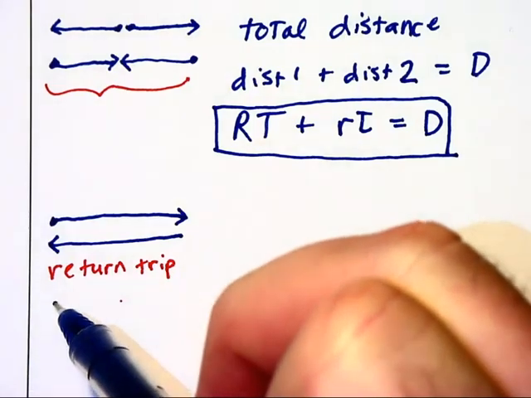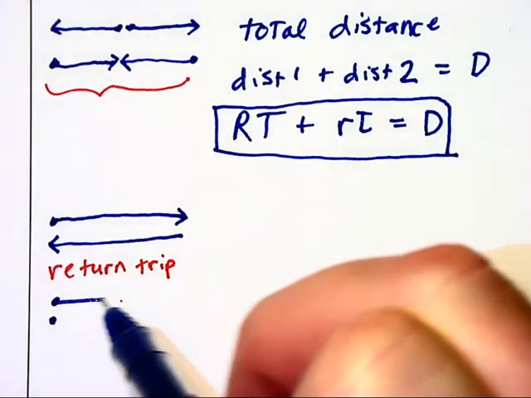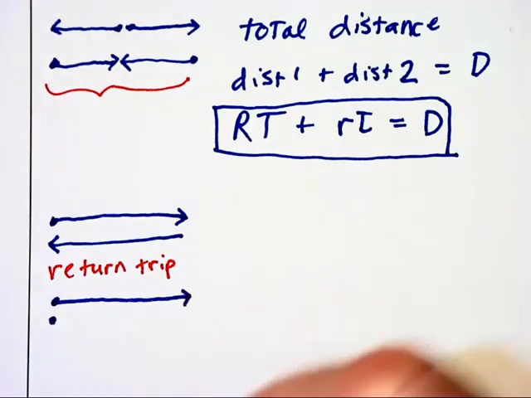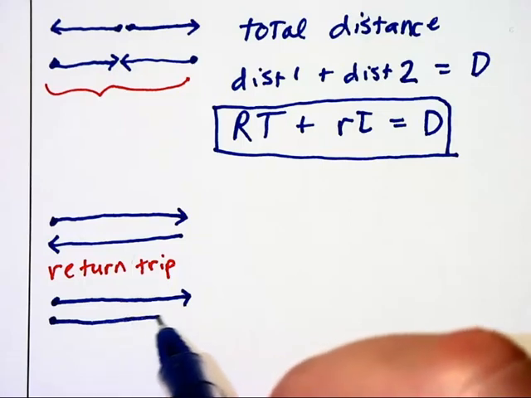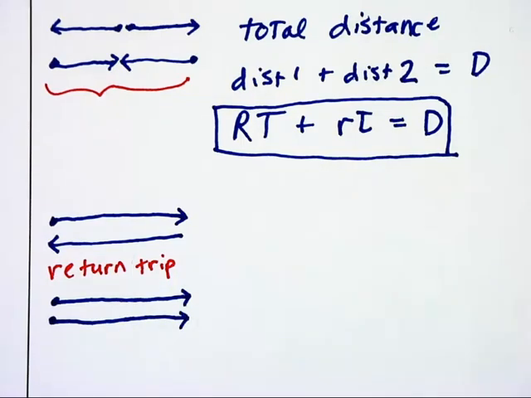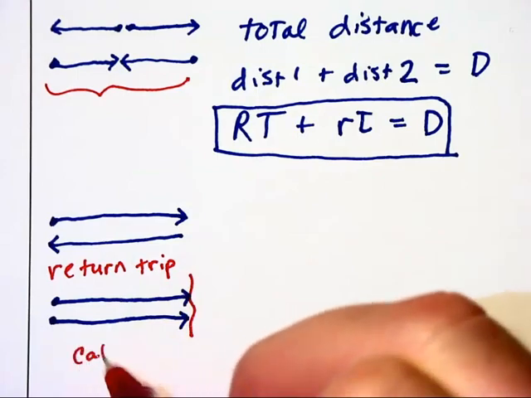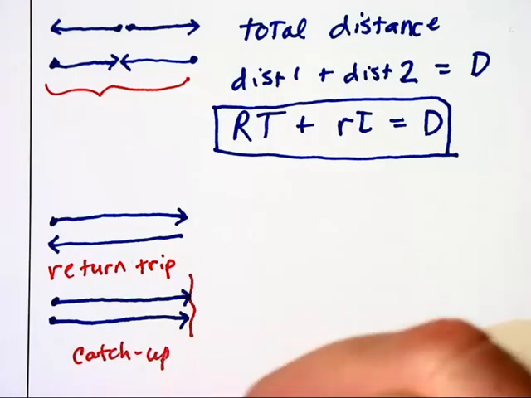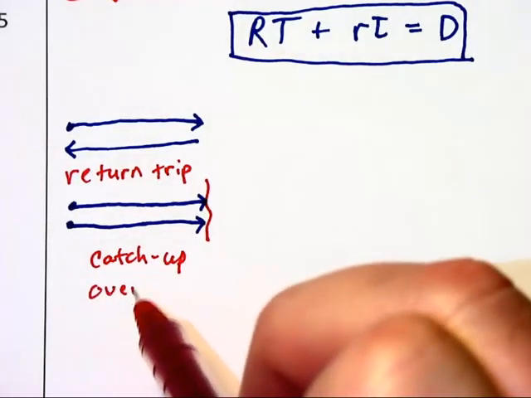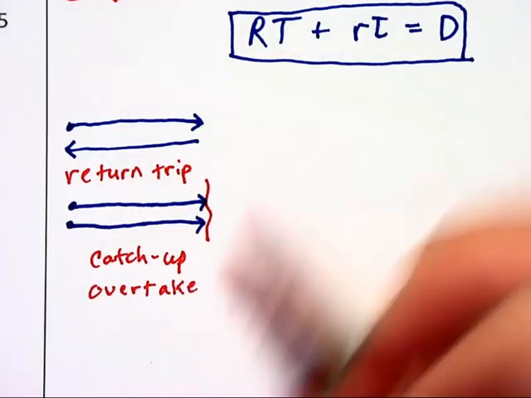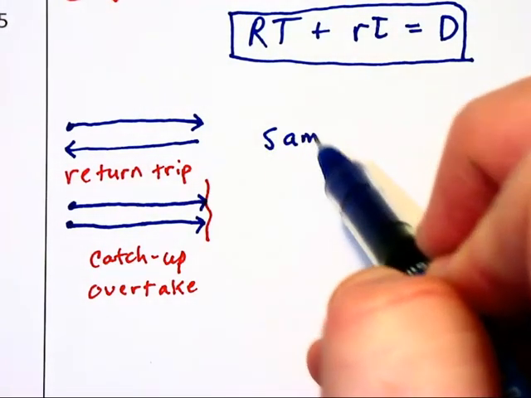There's another model where two people start at the same place, but someone gets a head start driving somewhere, and then someone leaves maybe an hour later and they drive a little bit faster, and the question is, when does the second car catch up to the first car, or when do they overtake the first car? Now in both of these situations we're dealing with a same distance.